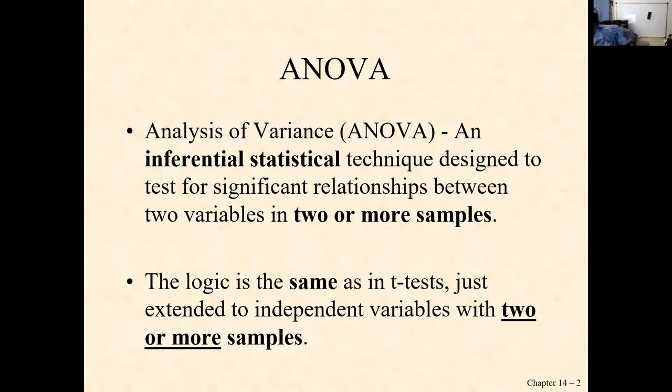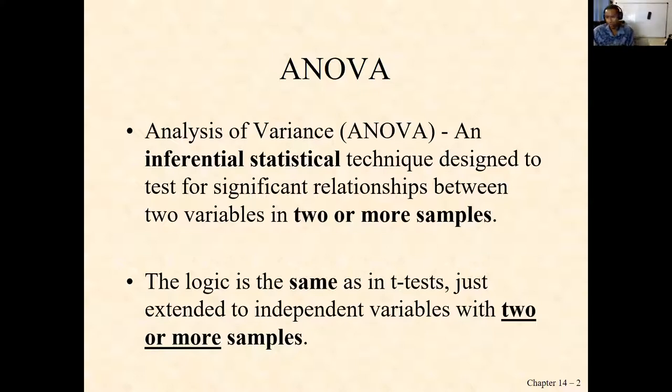Now we've learned about a couple inferential statistic techniques already in the class. We learned about the t-test. We learned about chi-square. I told you, you would use the t-test if your dependent variable is measured at the interval ratio level, and you would use chi-square when you have either nominal or ordinal level data.